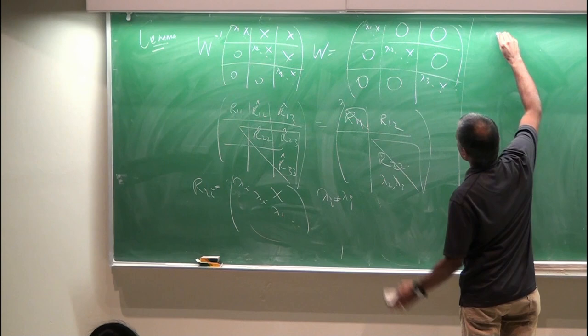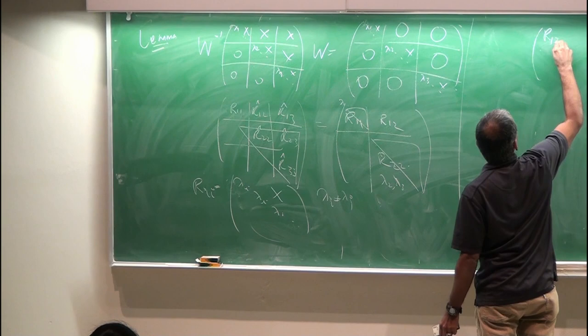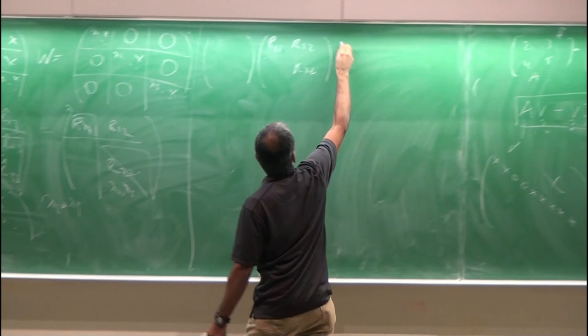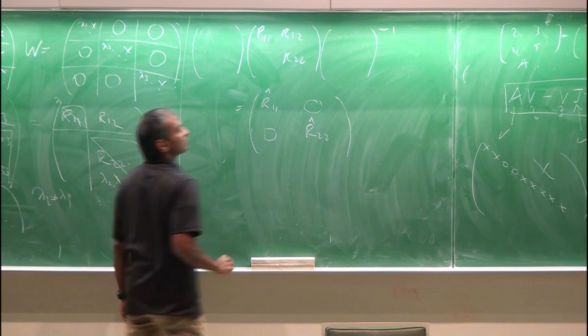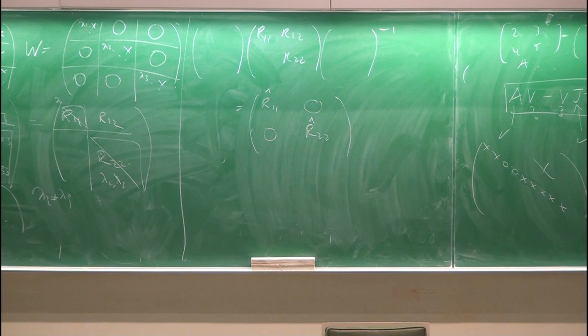So what is the goal now? For the induction step, I want to show that if I start with this matrix, and I apply something here and its inverse over here, I end up with a matrix that looks like R11 hat, 0, and R22 hat. So this is what I want to do. I want to kill the off-diagonal block by a simple similarity transformation. Then you can finish the proof by induction on this block. This is the only step that I will actually do.